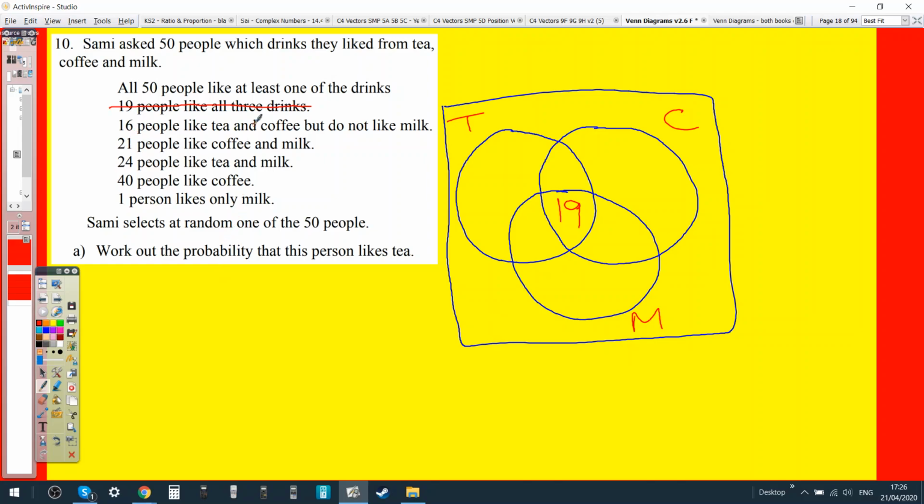So 16 people like tea and coffee but do not like milk. So I think it's just 16, is it? 16 people like, hang on, 16 people like tea and coffee but do not like milk. I think it's just 16 because these 19 include milk. They like milk. So I think it's just a separate thing. So what is the next one?